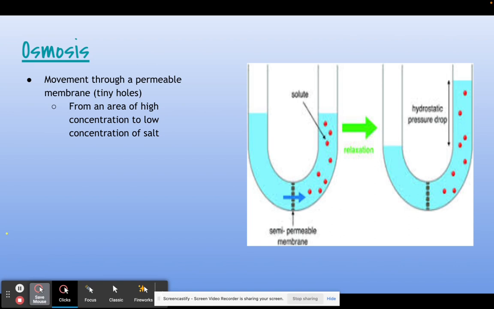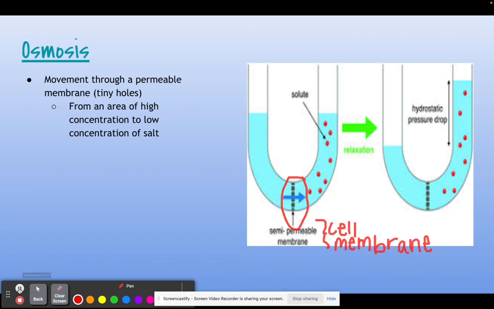Now, in this situation over here, we have what is called a U tube, and you can see because the tube is in the shape of a U. So no, not like the channel or the website YouTube. This is an actual tube that's in the U shape. What has happened here is that they have put a semi-permeable membrane to mimic what happens inside of a cell. So remember, the semi-permeable membrane in a cell is in reference to the cell membrane.